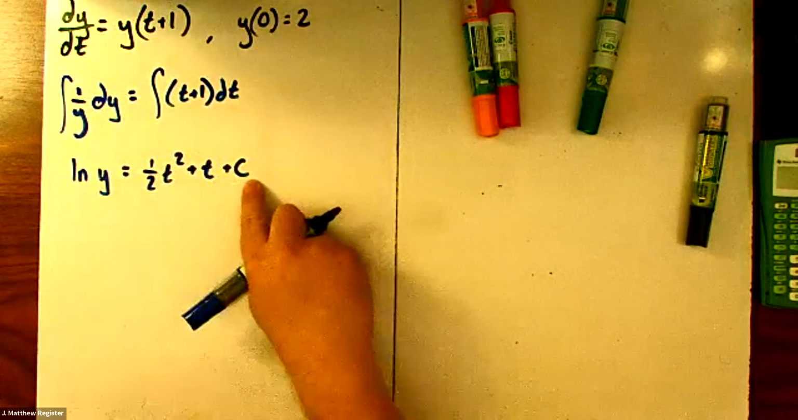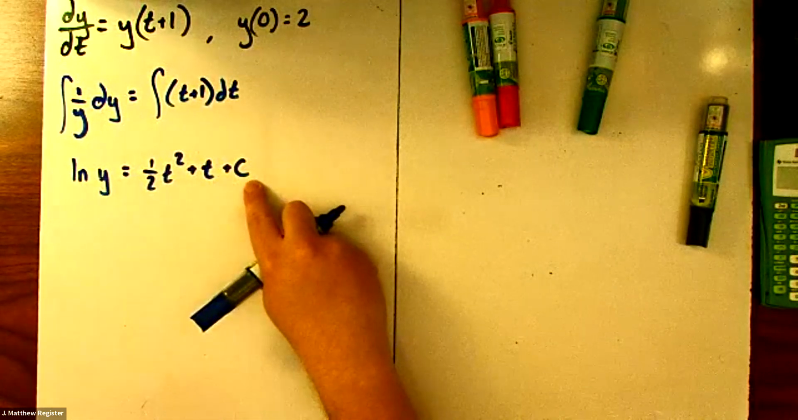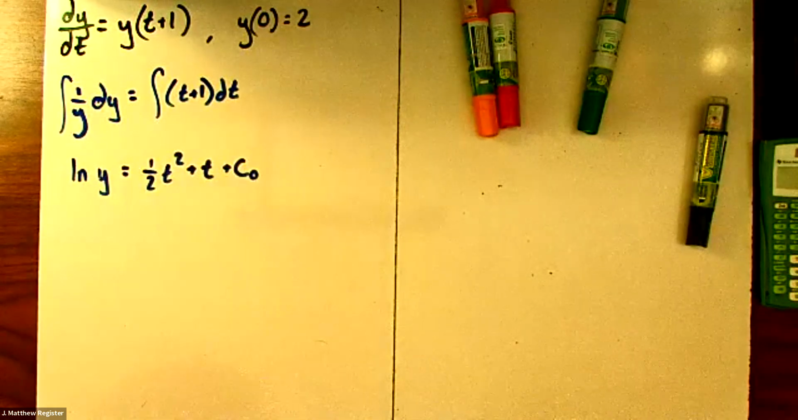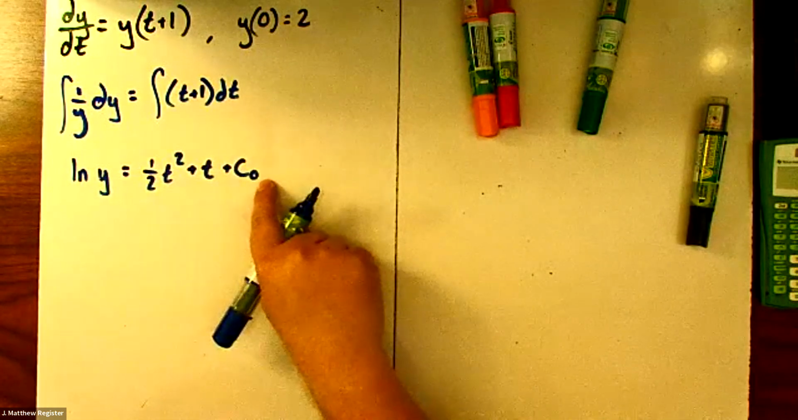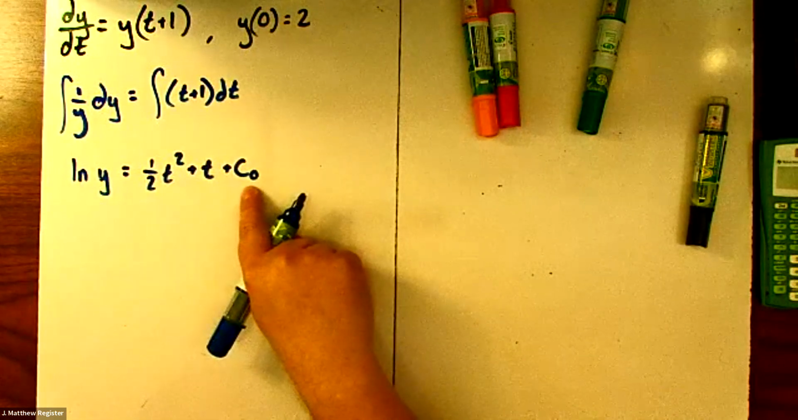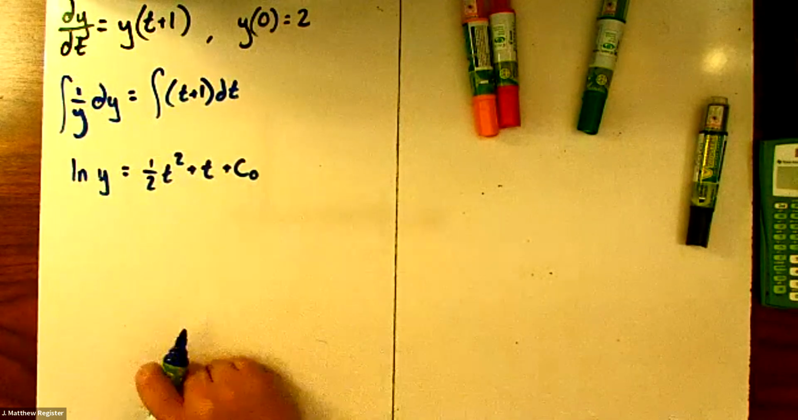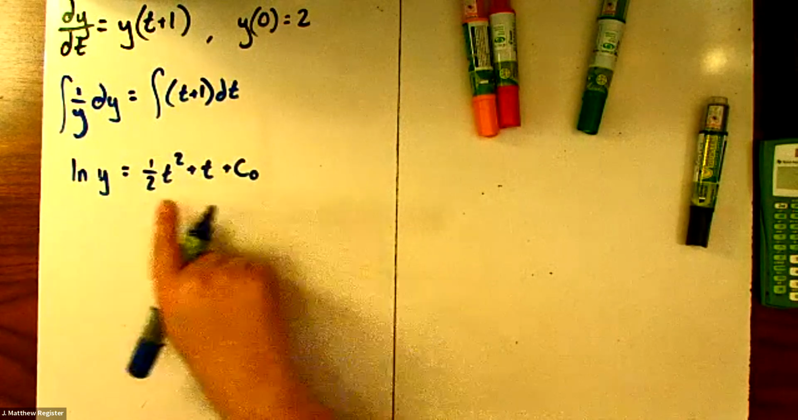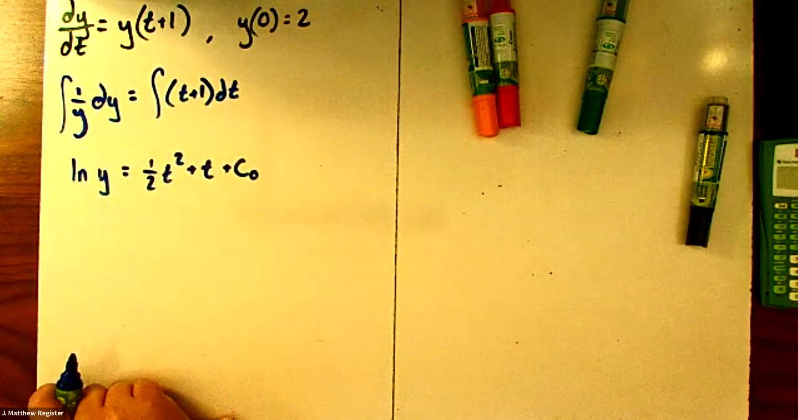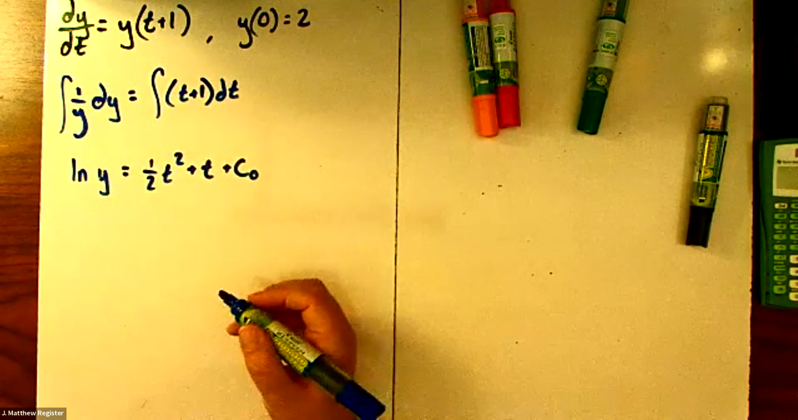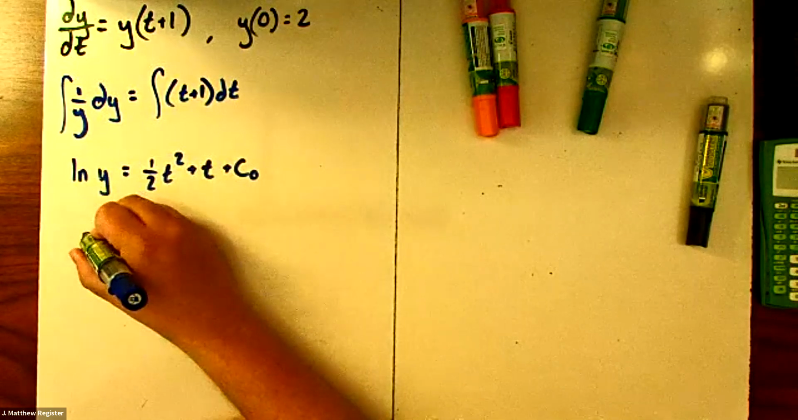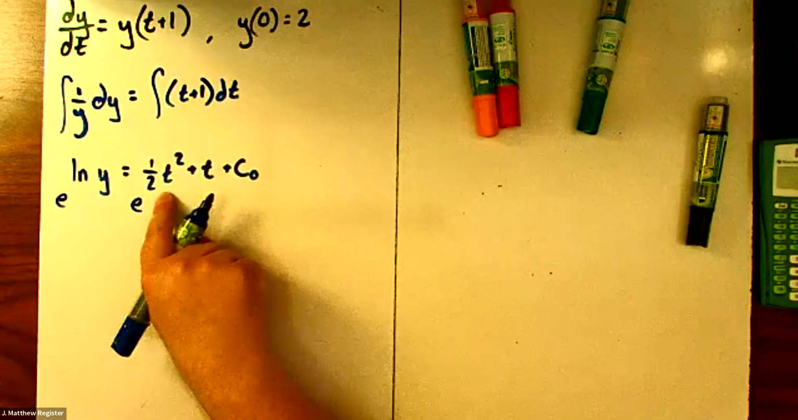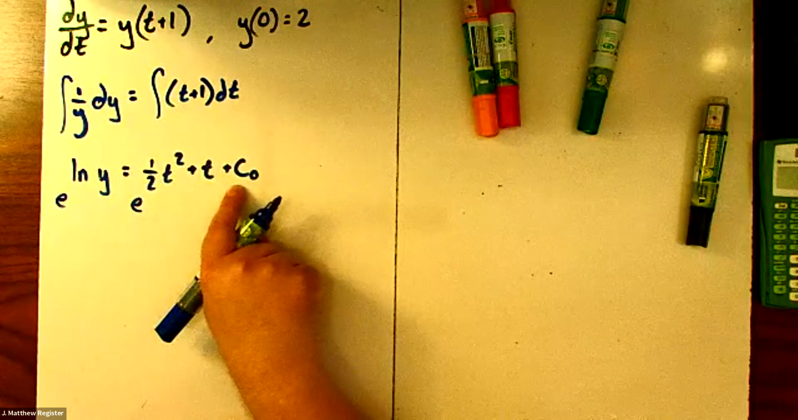Now, this constant is actually going to change and do some interesting and weird things. And so maybe we will label this C0 for now, using a little subscript of 0 to represent that this is just our starting point with this constant. Because now, if we want to actually solve this equation, we would need to get rid of this natural log. And the way we can get rid of that natural log is by doing e to both sides, which would give us e to the natural log of y is equal to e to the 1/2 t squared plus t plus C0.